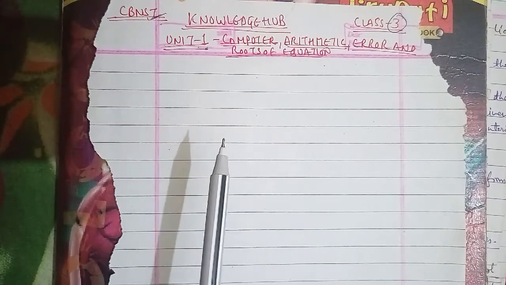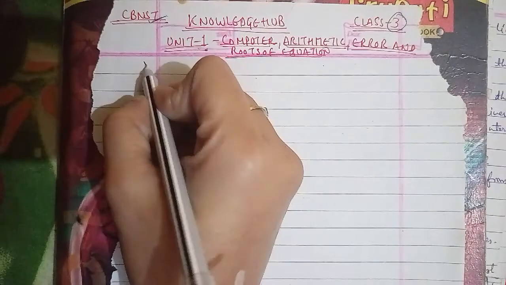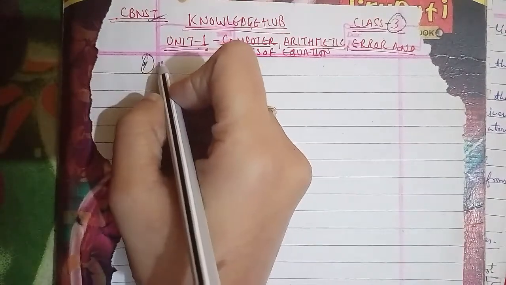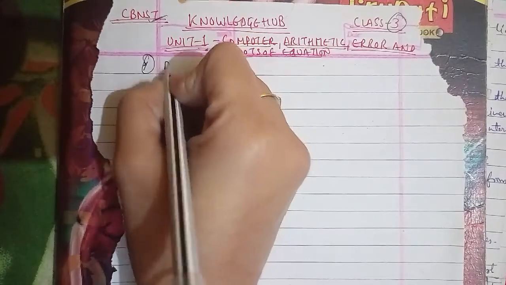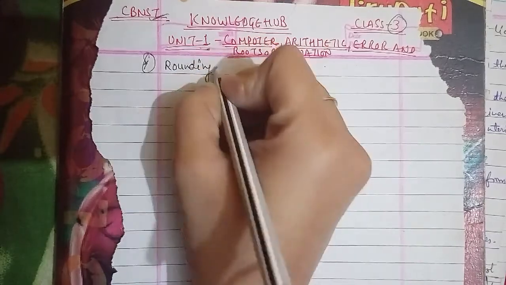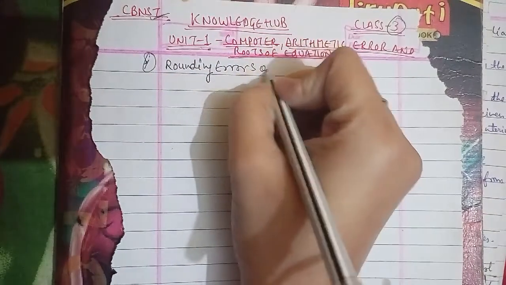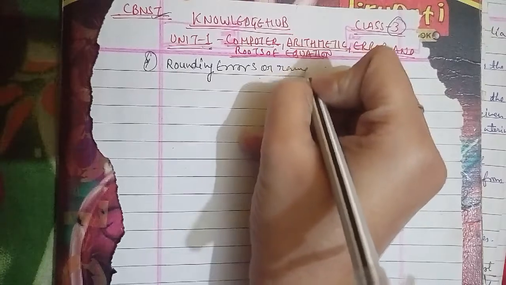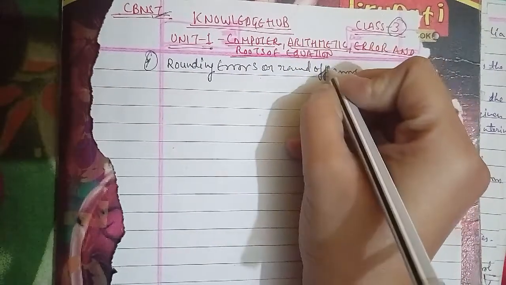We'll go ahead with the question. The question is: explain rounding errors or round off errors. So for rounding errors or round off errors, that is what we have to talk about.